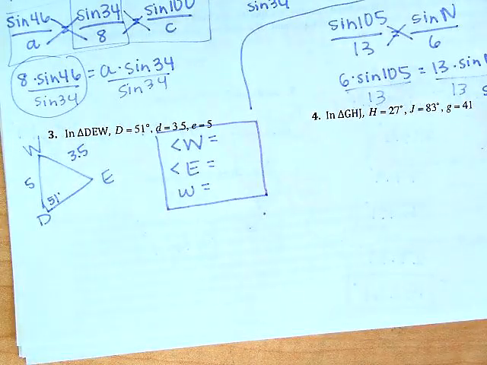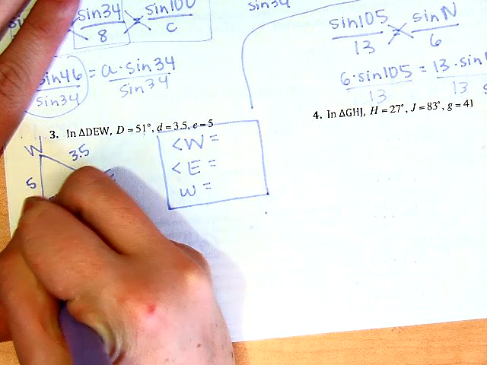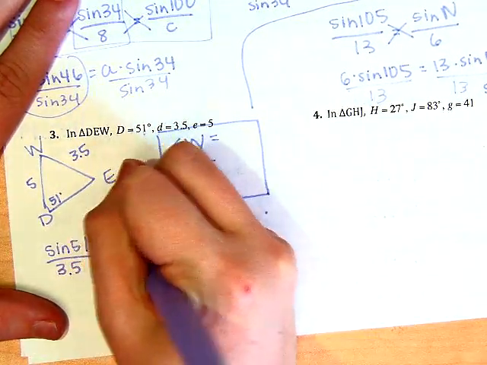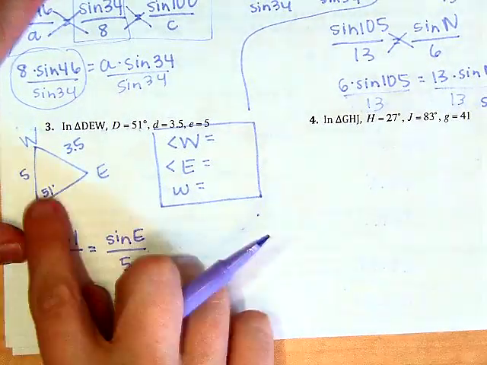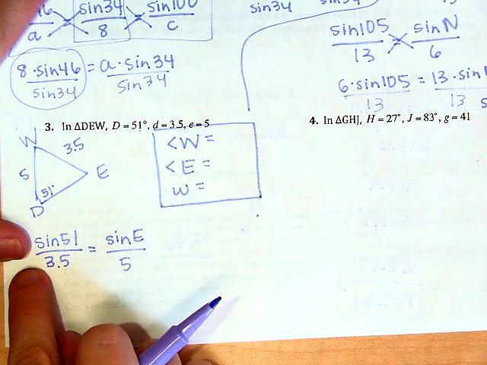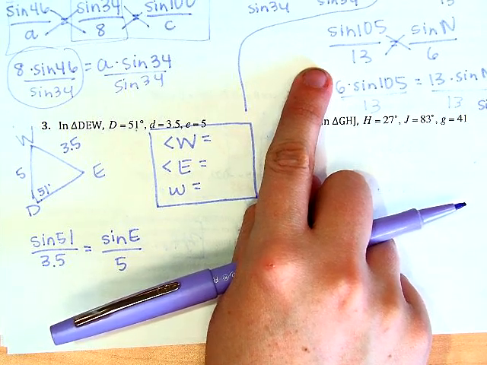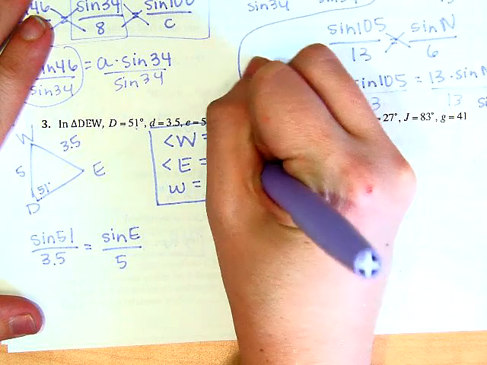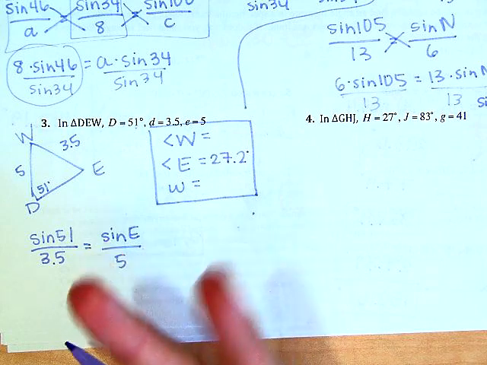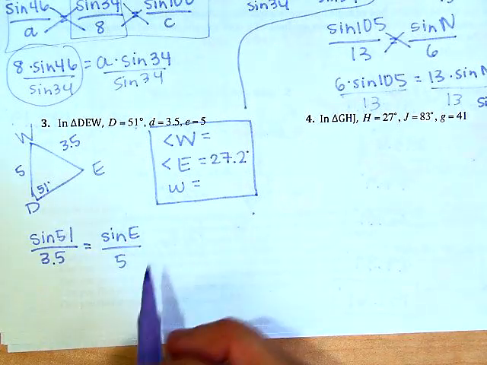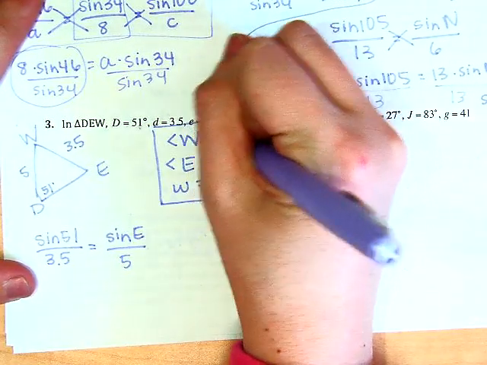To set the proportion, I have D for both of them. So I'm going to do sine 51 over 3.5 equals sine E over 5, because I have E. Do my cross multiplying, do my sine inverse, all that good stuff we did in the last problem. When I do that for angle E, I get 27.2. Once again, I already have two angles of my triangle. To get my third one, I just subtract from 180. So 180 minus 51 minus 27.2 gives 101.8.